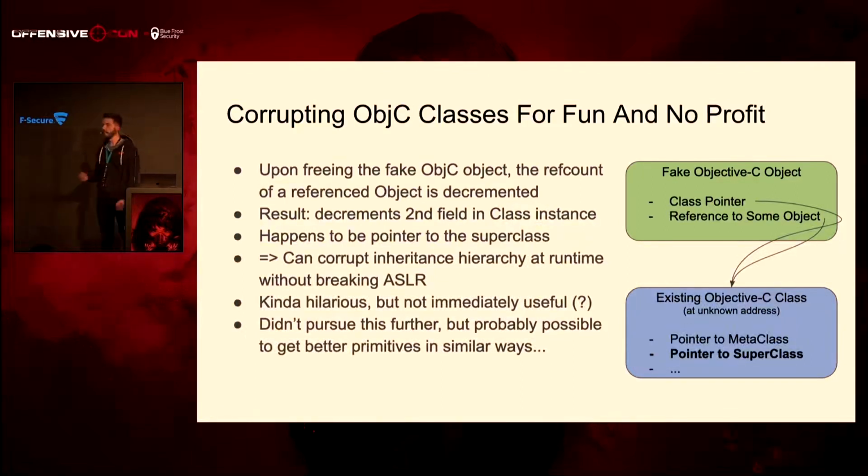which is kind of hilarious because it lets you change the inheritance hierarchy at runtime because this is writable, but it's not immediately useful. At least I couldn't really see something immediately to do with this. So I kind of gave up on that idea, but I still think it could be done. There's probably more you can do, like more primitives you can gain by faking objects in a similar way or doing other clever things. So that's why I wanted to include it here.